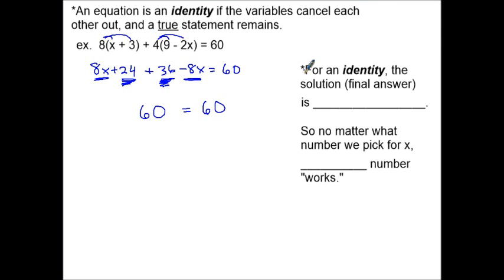Now one thing that is a little bit weird compared to the last one: for an identity, the solution that we give, our final answer, is basically saying all real numbers. What that means is no matter what number we pick for x, everything works, or every number works. Again, I don't want to do this in the video because that's going to take a lot of time, but if we picked a random number like 375 and plugged it in for both x's and crunched the numbers, we would actually get 60.